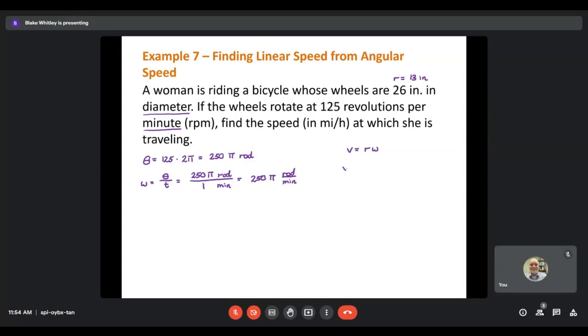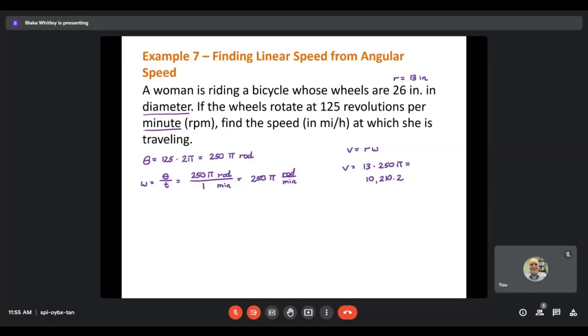So now we're going to have V equals 13 times 250 pi. And when we do that, I'm actually going to get this as a decimal value now because we're going to have to do some converting. And rather than dealing with the pi, I just want a decimal. So when you do this in the calculator, you should get 10,210.2.